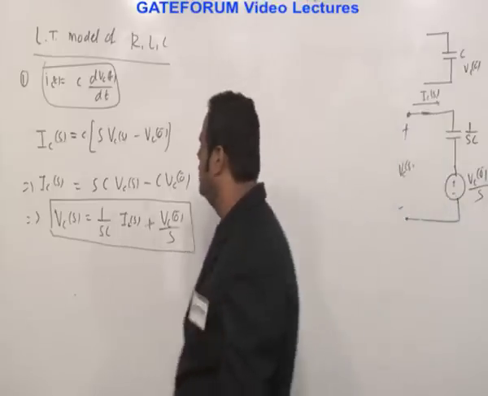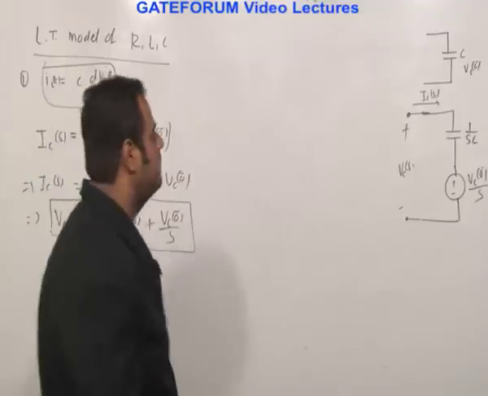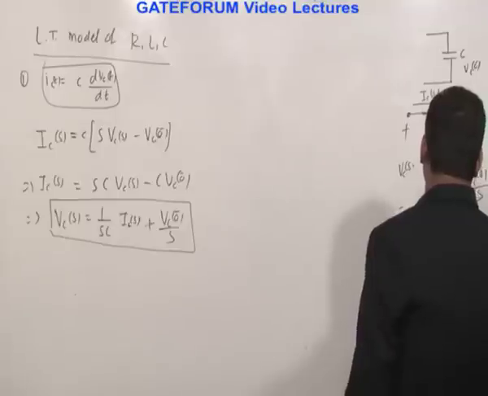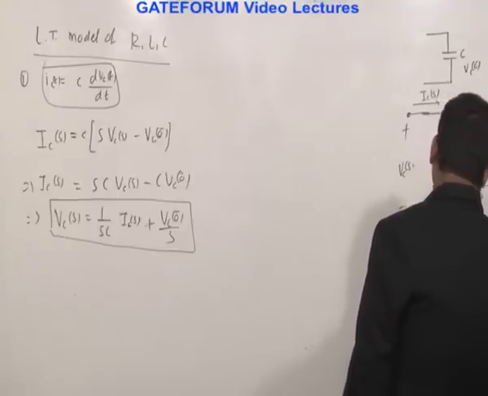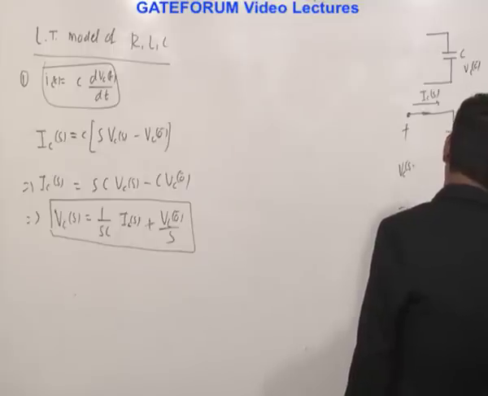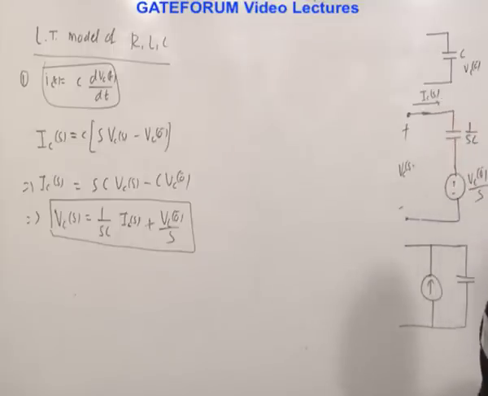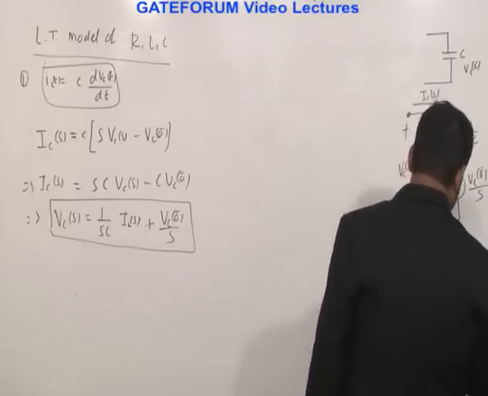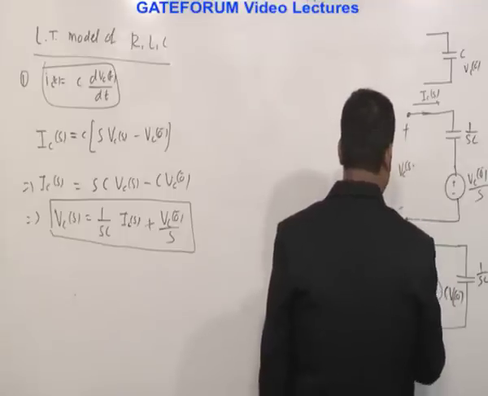Another model will be like this. I can apply source transformation to this. If I apply source transformation, it will look like this. I will have a current source and a capacitor. When a voltage source and resistor are in series and you do source transformation, the same resistance comes, so here the same 1 by SC comes. And this current is V by R. So SC will be in the numerator, S and S will cancel. So the current source value is CVC 0 minus.